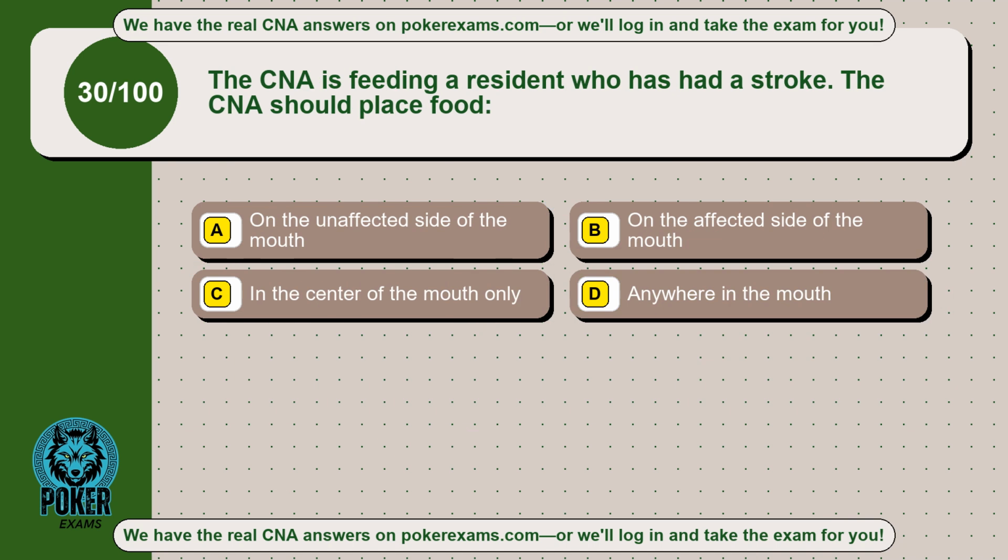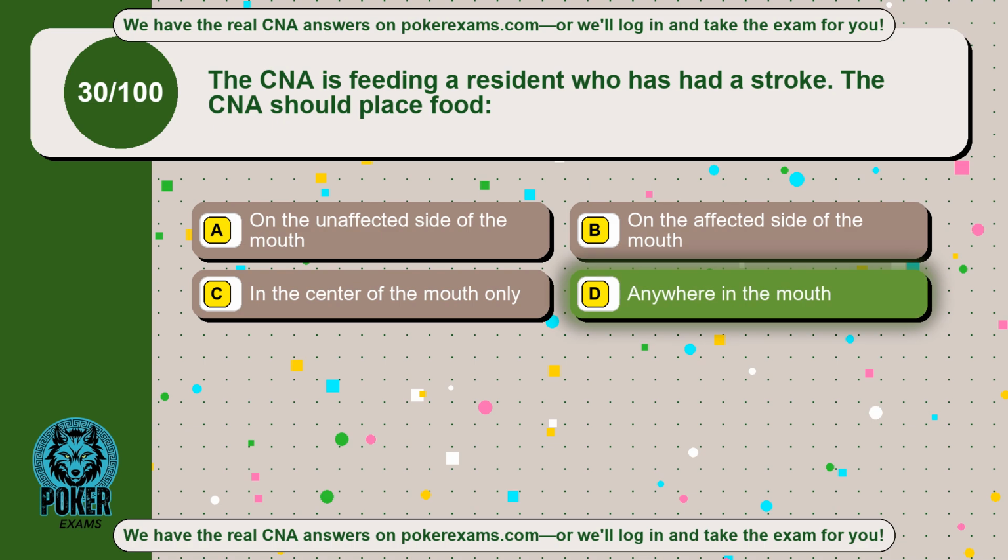Question 30. The CNA is feeding a resident who has had a stroke. The CNA should place food: Option A, on the unaffected side of the mouth. Option B, on the affected side of the mouth. Option C, in the center of the mouth only. Option D, anywhere in the mouth.